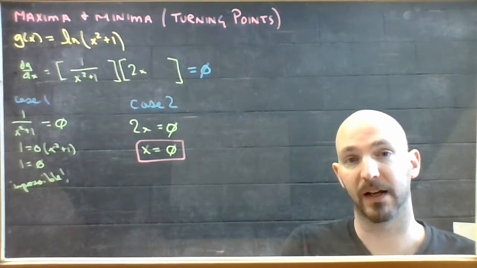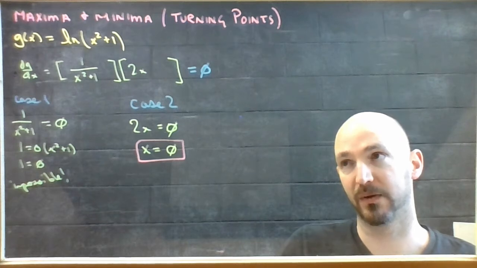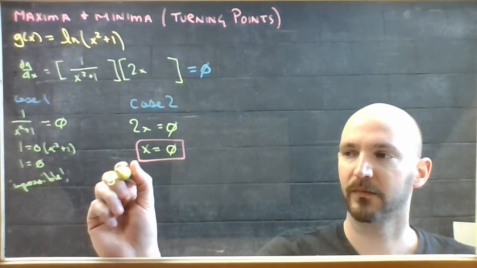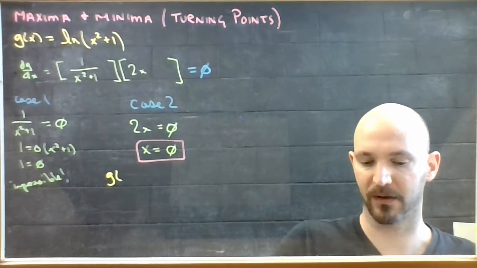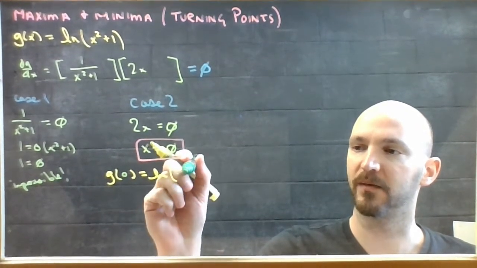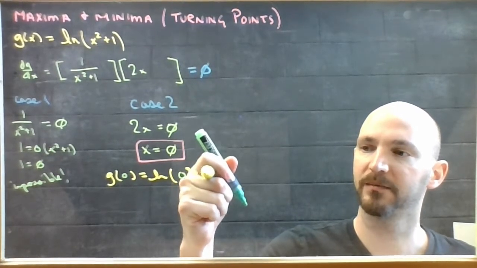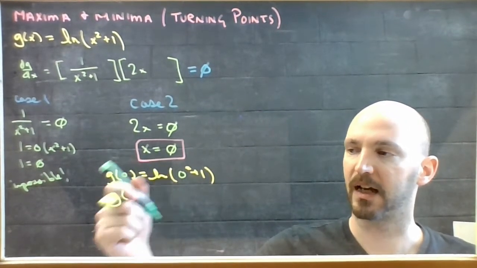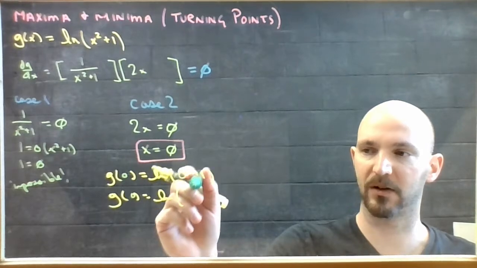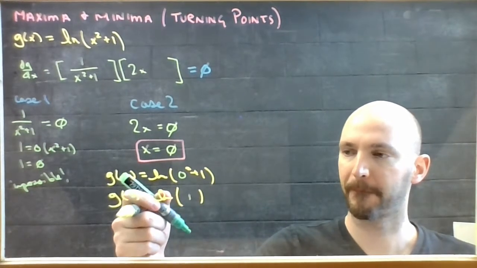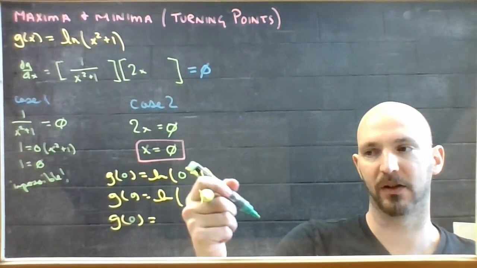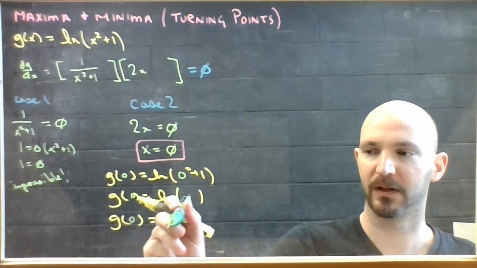So the only thing left to do then is to put this back into the function to get the y value. So g, when x is 0, would be the ln of 0 squared plus 1. So g at 0 would be the ln. 0 squared is 0, plus 1 is 1. And if you get your calculator out, ln of 1 is 0.